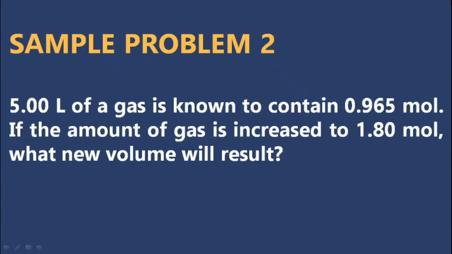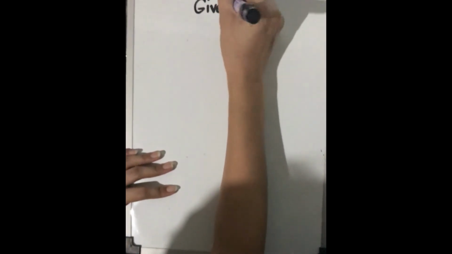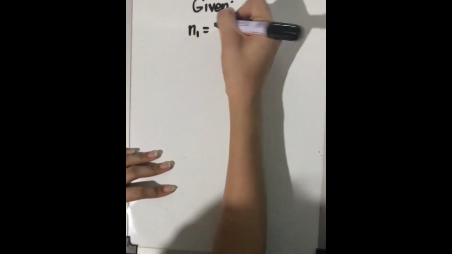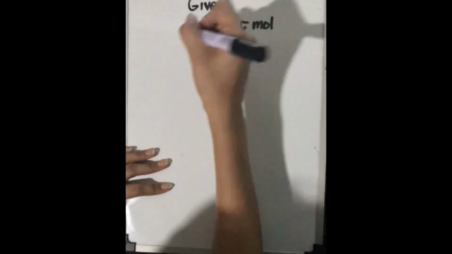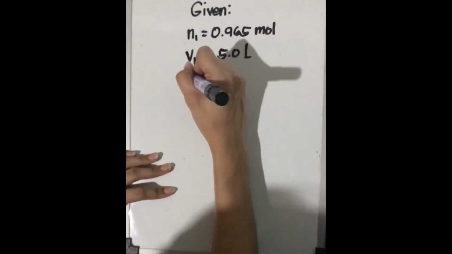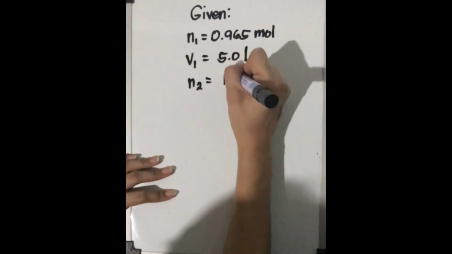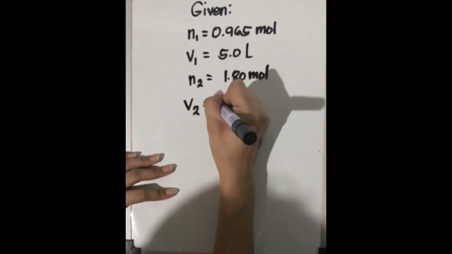Sample problem number 2. 5 liters of a gas is known to contain 0.965 mole. If the amount of gas is increased to 1.80 moles, what new volume will result? So these are the given. We have N sub 1 is equal to 0.965 mole. V sub 1 is equal to 5 liters. N sub 2 is equal to 1.80 mole. And we're looking for the final volume.